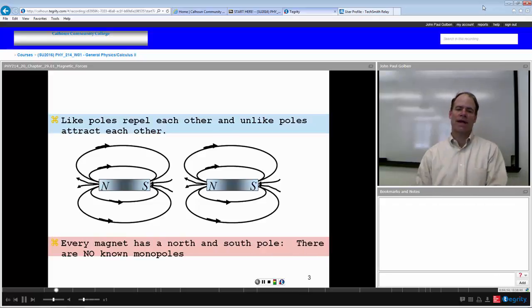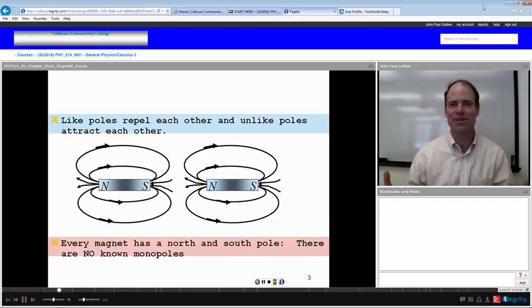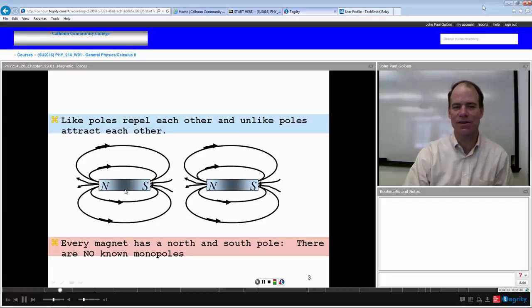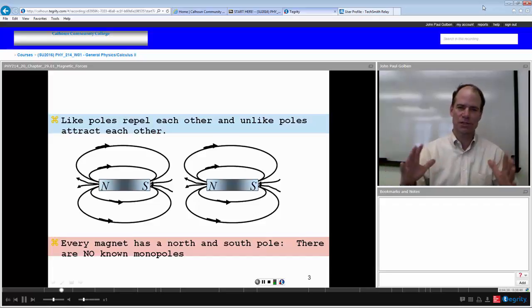Every magnet has a north and south pole. There are no known monopoles. So if I were to come in with a very, very sharp scissors and cut one of these magnets in two, what would happen? Well, I would end up with two magnets. If I cut this down the center here, then I'll end up with a north pole just to the right and a south pole just to the left. I'll have myself two smaller magnets, each with a north and south pole.